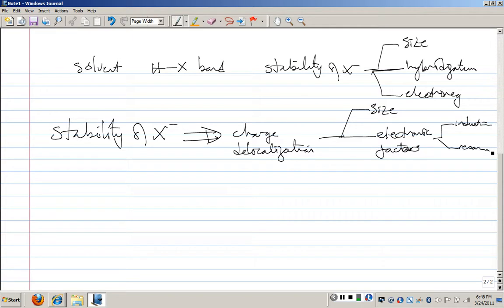Okay? Induction and resonance. So, what is induction? You met this in Gen Chem, and we talked about it briefly also early in 3.1. Induction is electron drift that occurs along a sigma bond.